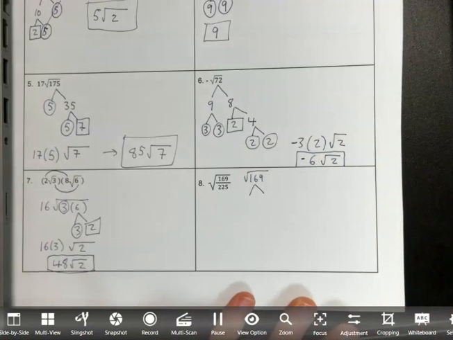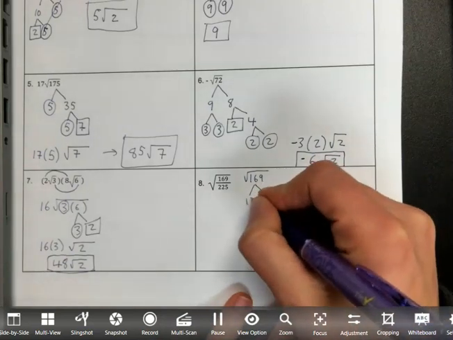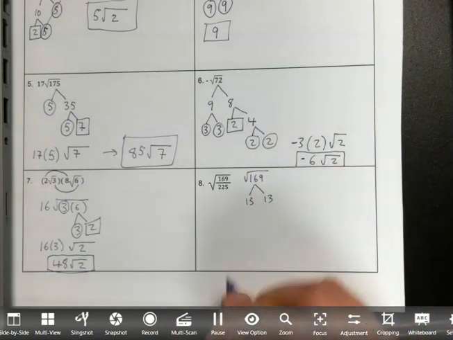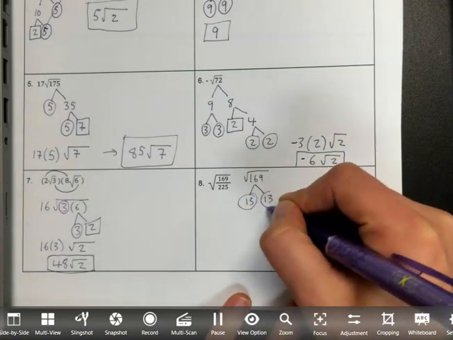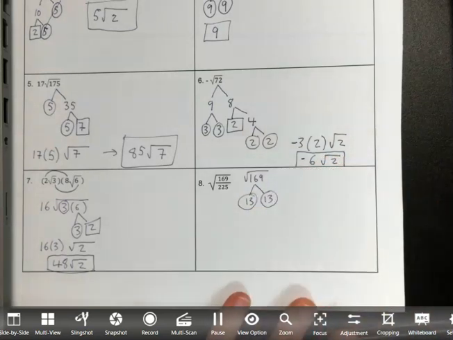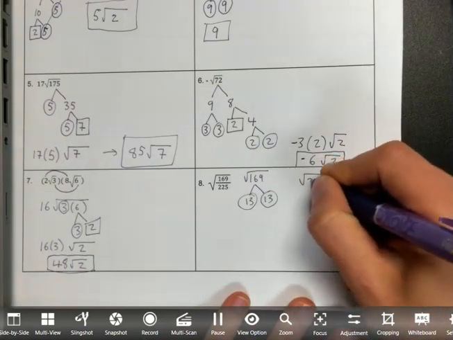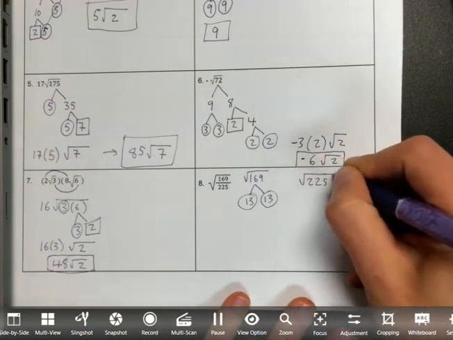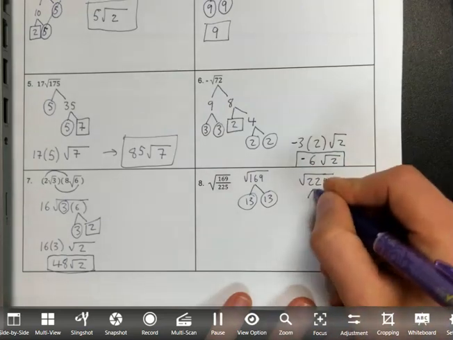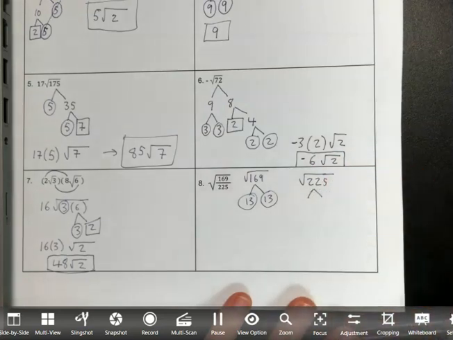What times what equals 169? Well, we've got 13 times 13. That was easy. We've got a pairing right there. Okay? So that's the top one. Now the bottom one, 225. Well, 225, I see a 5 there, so I know that it's a multiple of 5.